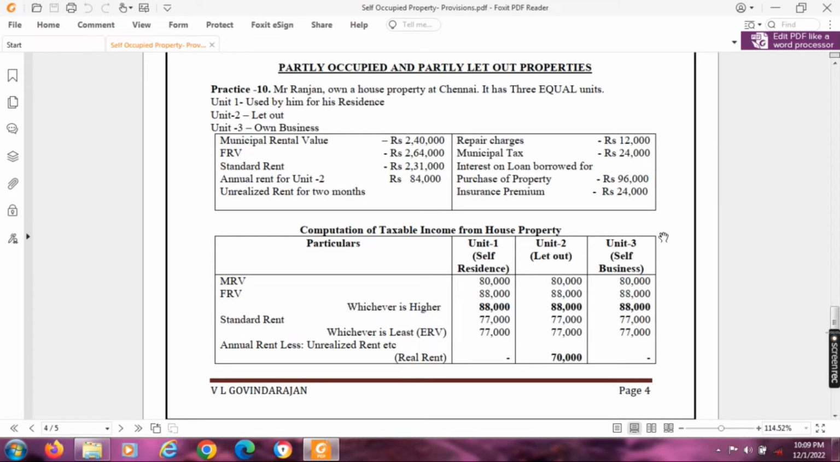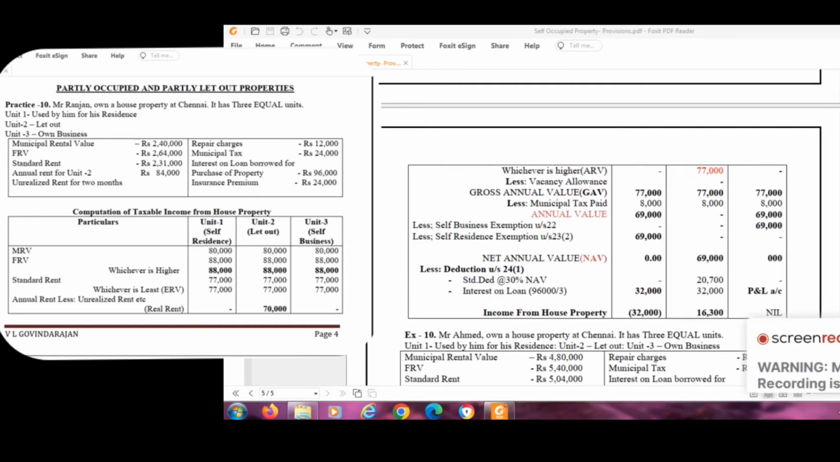Insurance premium, unwanted. Let me see the answer. Computation of taxable income from house property. Unit 1, Unit 2, Unit 3. Actually, Unit 1 is for self-residence, Unit 2 let out, Unit 3 self-business. Municipal rental value totally 2,40,000 by 3, 80,000 each unit. Fair rental value 2,64,000 by 3, 88,000 each, whichever is higher. With that value, we have to compare the standard rent 2,31,000 by 3, 77,000. So 77,000 is the expected rental value for all three units.